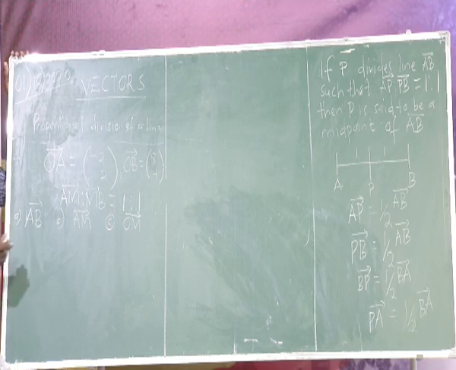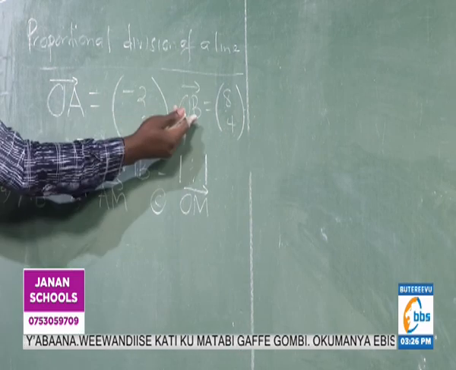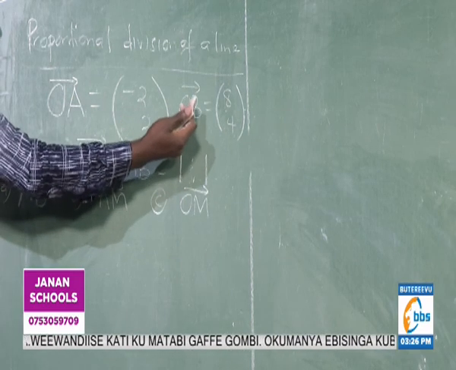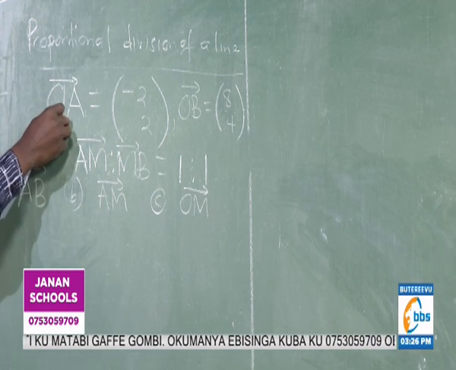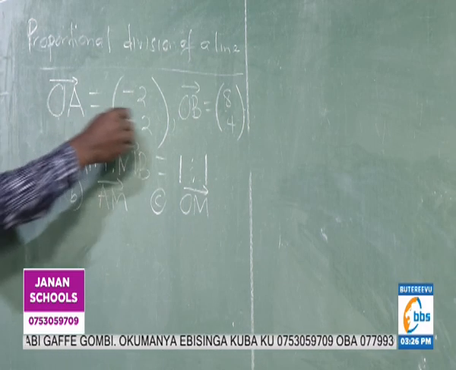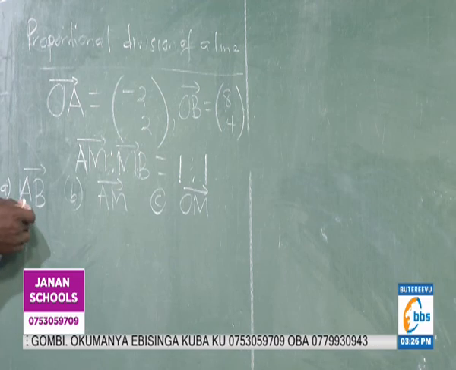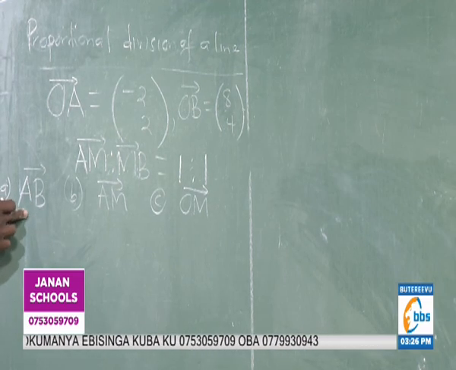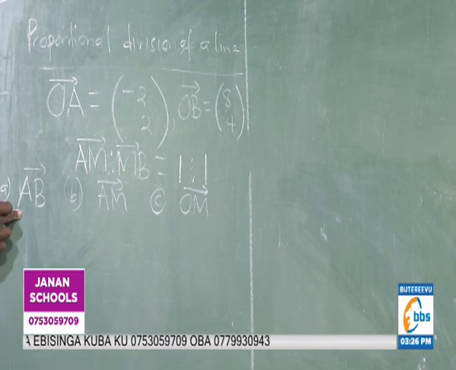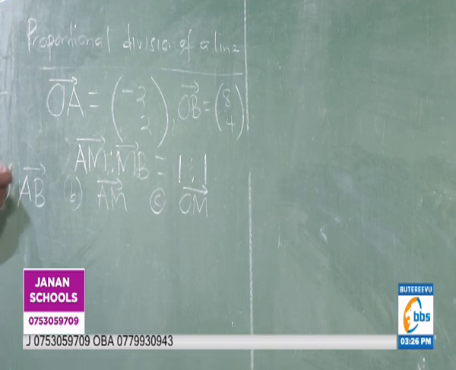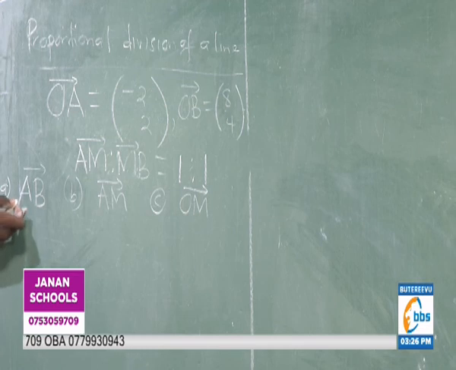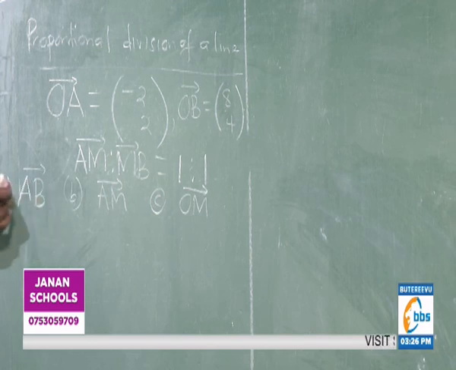So we are being given OA and OB. These are position vectors. They have got reference the origin. It means that this O represents the origin, OA, OB. Now they're asking us to find AB. What about AB? We can get AB in very many ways, and you have been doing this so many times. So AB can be got using OB minus OA.